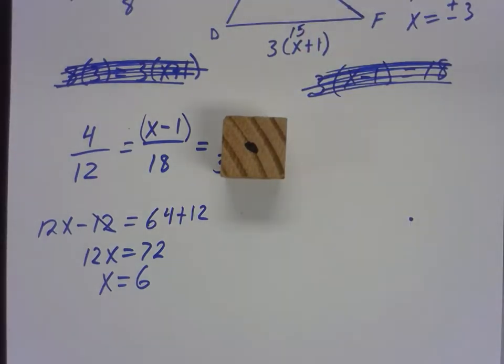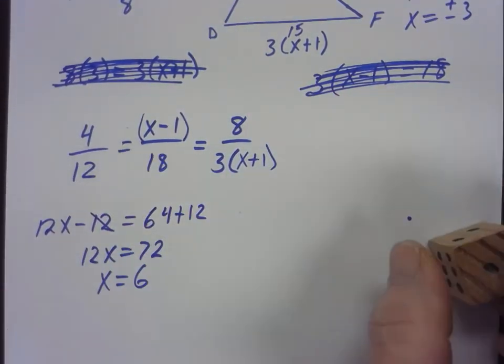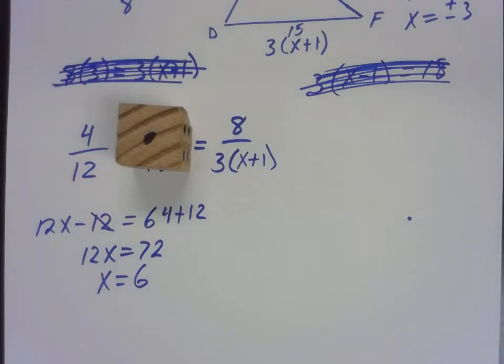That working? It's what? Say it again. It's not what we got. We got like 64. Yeah, 4 times 18 is 72.